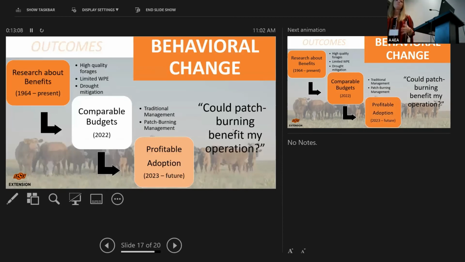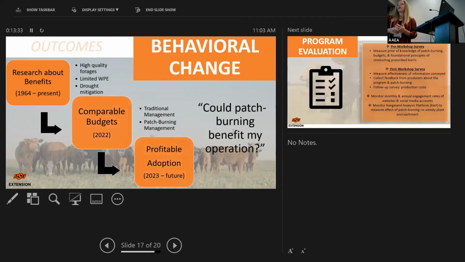Okay, so the outcomes from this information that we assume and hope to see from these cattle producers: that research has already been done since 1964, researching the benefits of patch burning. And then we already see several ranches profitably adopting patch burning, with those collaborating ranches that work with the Prairie Project. But by providing this missing piece of those comparable budgets and the cost of patch burning, we hope to see an increase in producers that are able to ask the question, could patch burning be beneficial for my operation?